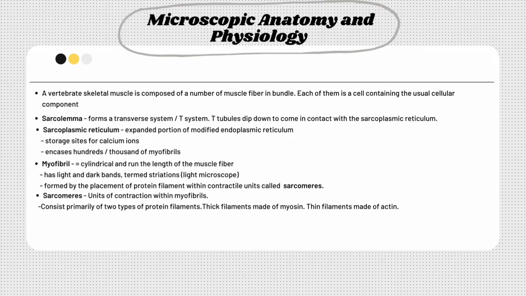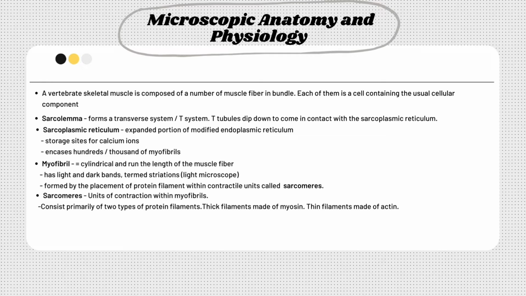The T tubules penetrate deep down into the cell, so they come in contact, but guys, do not fuse with the sarcoplasmic reticulum, which consists of expanded portions of modified endoplasmic reticulum. These expanded portions serve as storage sites for calcium ions, which are essential for muscle contraction. The sarcoplasmic reticulum encases hundreds and sometimes thousands of myofibrils, which are the contractile portion of a muscle fiber.